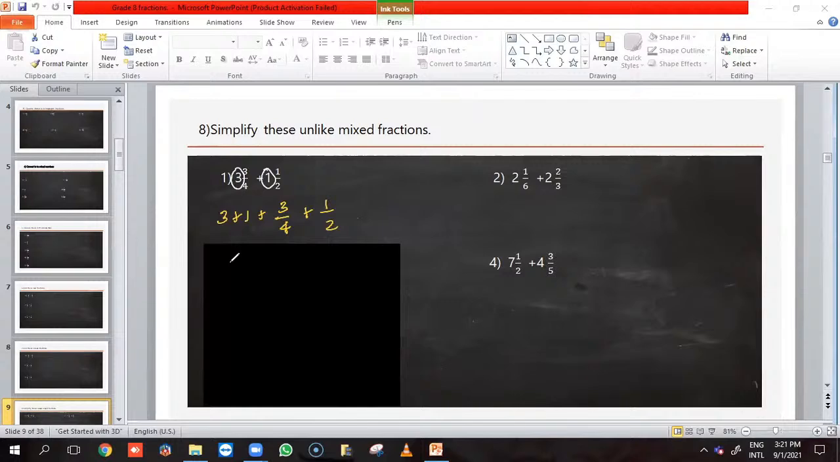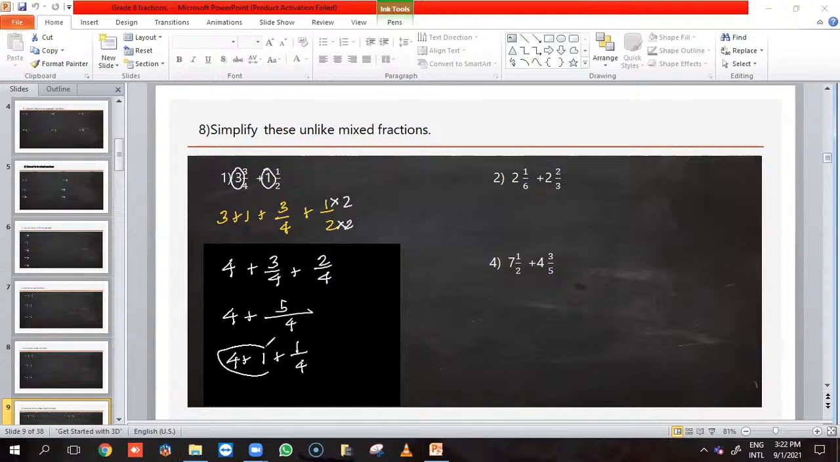Here, 3 plus 1, 4 plus, convert this to a common denominator. So you can multiply this by 2, this also by 2. 3 over 4 plus 1 times 2, 2 over 4. So 4 plus, common denominator is 4, 3 and 2, 5. 4 plus 5 can be divided by 4, right? 1 remaining, 1 over 4. Right, 1 and 1/4. 1 remainder, denominator is 4.